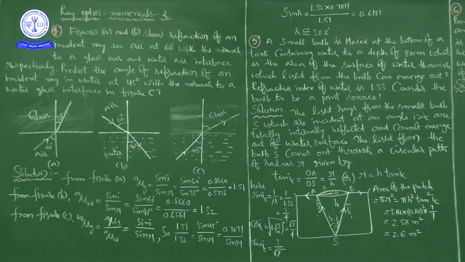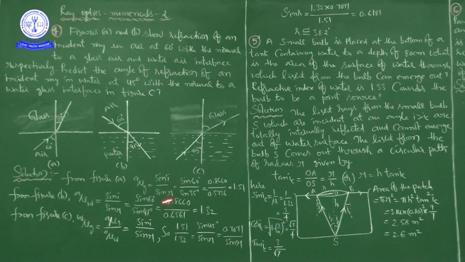So in this problem they have given two pictures, figure A and figure B. Here they have given some data also, the angle of incidence and angle of refraction. Based on these two pictures, and by applying the second law of refraction, that is mu is equal to sin i by sin r, we calculated and found aμg and aμw. aμg is equal to 1.51, aμw is equal to 1.32, right?